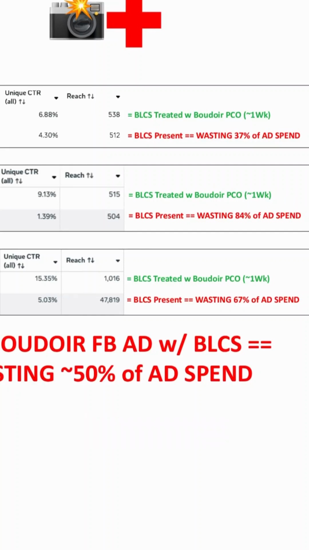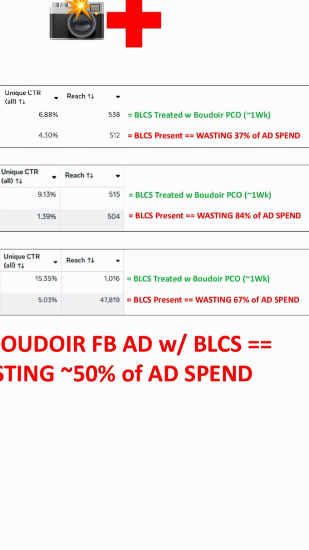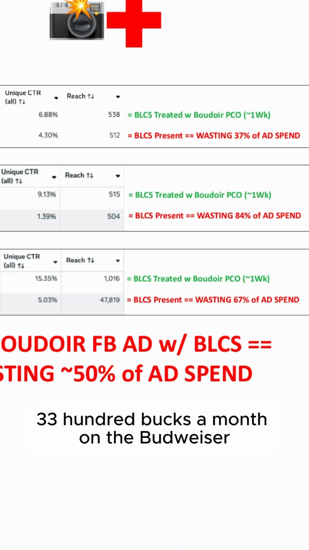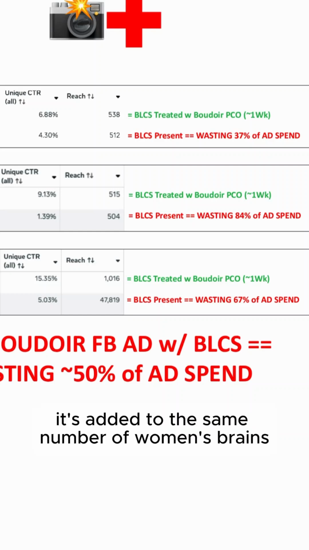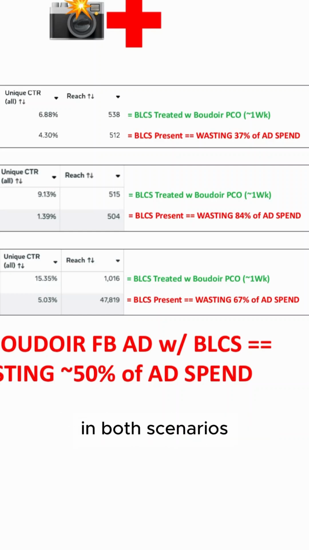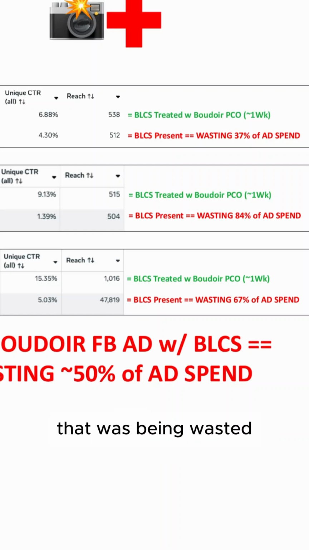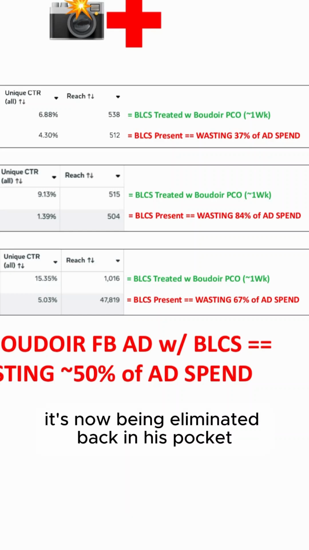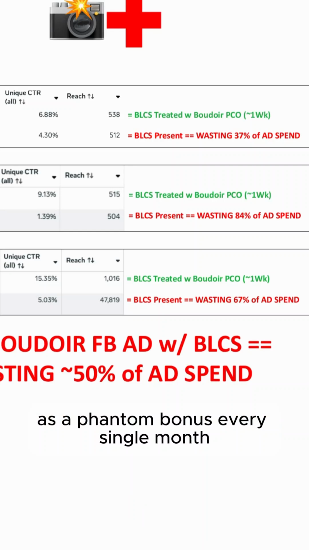And as a result, if you spend 10 grand a month on the original Boudoir Facebook ad, then now he only has to spend $3,300 a month on the Boudoir Pico treated ad, and he gets to add into the same number of women's brains in both scenarios. But now that 6,700 bucks a month that was being wasted is eliminated, back in his pocket. He doesn't have to spend it as a phantom bonus every single month.